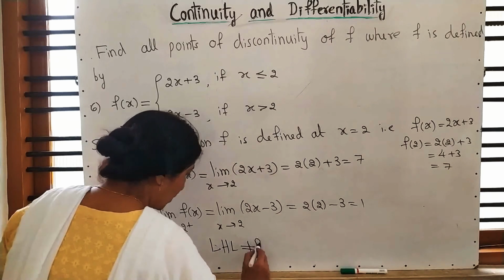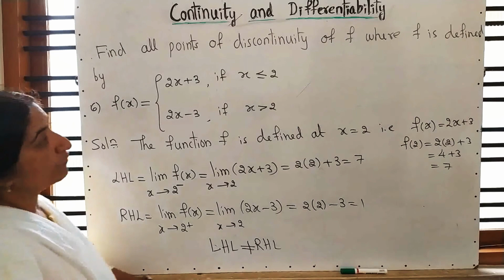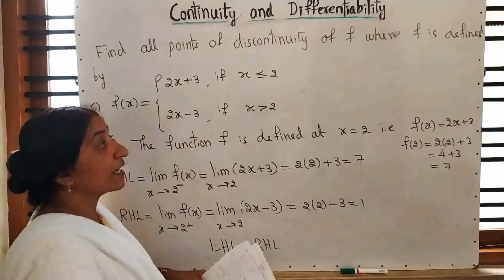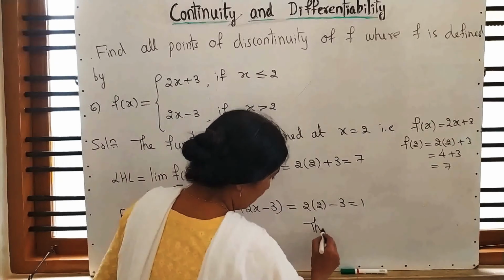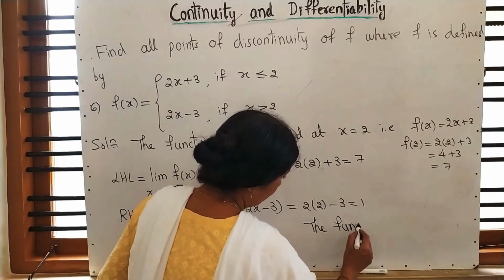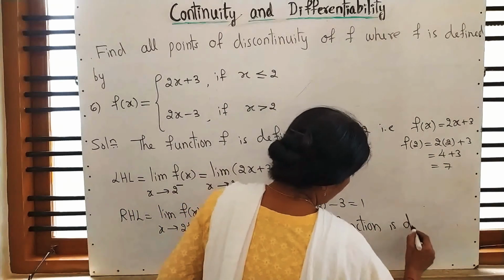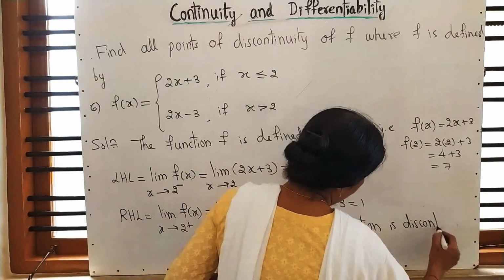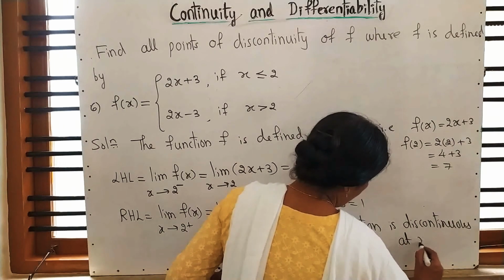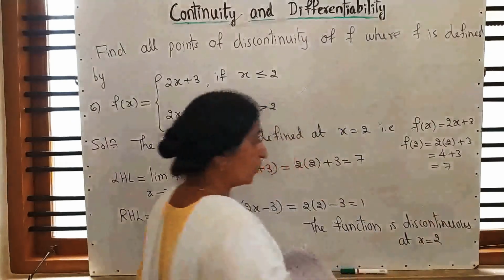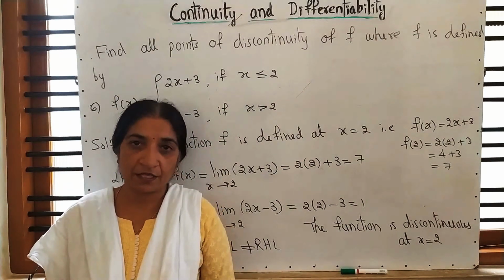No, they are not equal. If they are not equal, what is your conclusion? The function is discontinuous at x is equal to 2. Correct or what? Or you can write the function is not continuous at x is equal to 2.